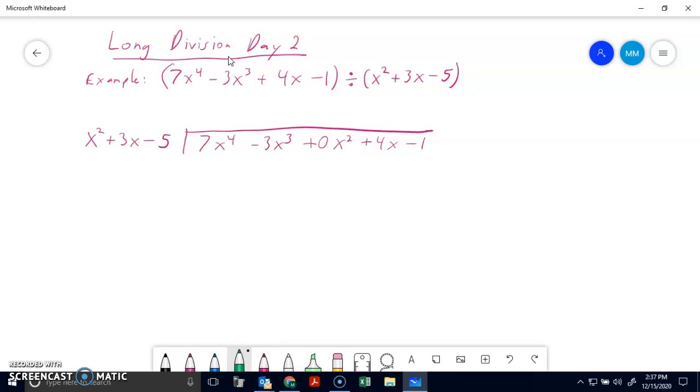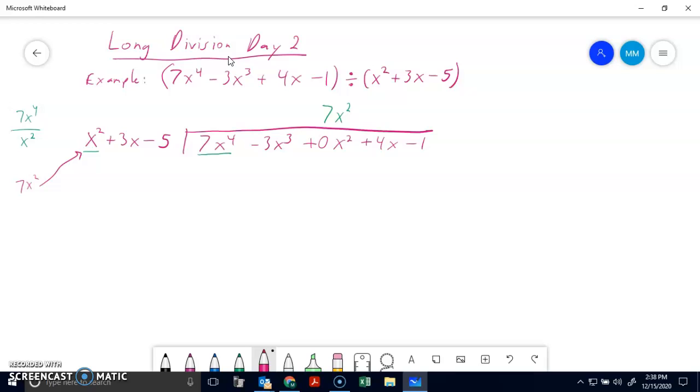And then we divide. Again, we divide the first terms. So I'm looking at just the first terms of each. 7x to the fourth divided by x squared is 7x squared. I'm going to multiply that back through. So that means 7x squared gets multiplied by that whole thing. So we're distributing 7x squared into all three parts.